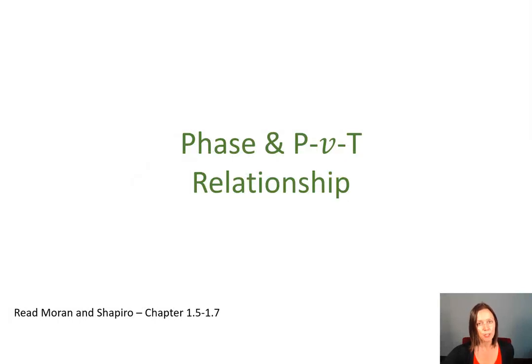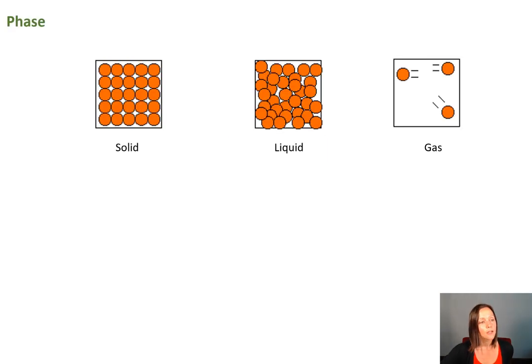In this segment, we're going to be talking about phase and how pressure, specific volume, and temperature are related to one another. So you've probably got a good idea about the three phases of matter, and you've also probably got a good idea of what's going on with the molecules within each of those phases. As you move from a solid to a liquid to a gas, the microscopic energy is increasing and the distance between those molecules is increasing as well.